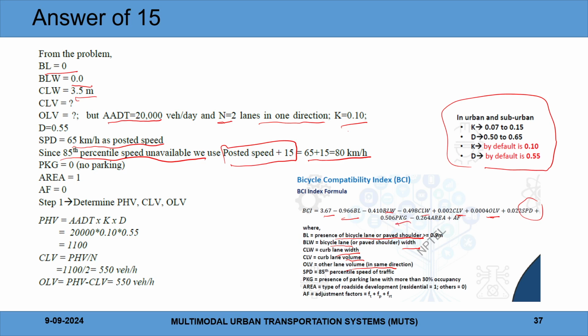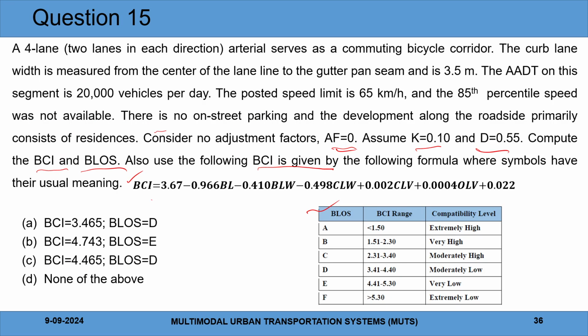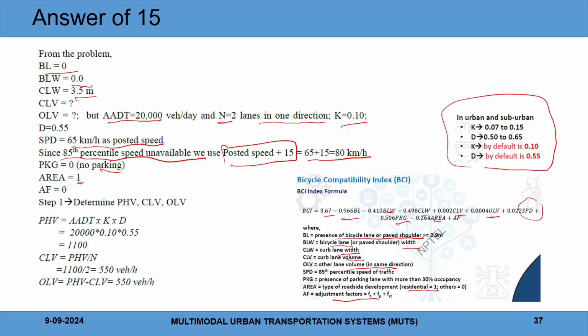Now for parking, there is no parking in this case, so PKG is 0. Area type is residential area, so it is 1. And finally the adjustment factor is 0. It is given here.